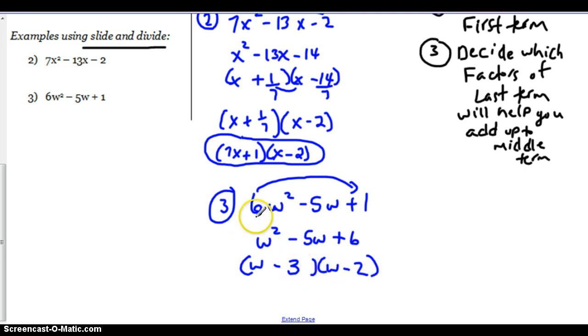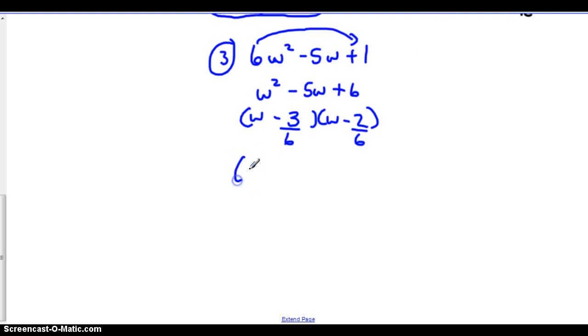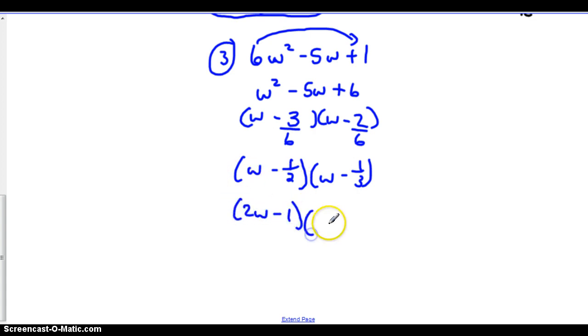Then our next step is to divide by a again, and here we're going to simplify our fractions. So 3 over 6 simplifies to 1/2, and 2 over 6 simplifies to 1/3. Then our last step is we move the denominator back in front, and we check to make sure we get our answer. Both denominators would move. Now we check: we have 6w squared minus 3w and minus 2w, which adds up to minus 5w, and then negative 1 times negative 1 is positive 1.